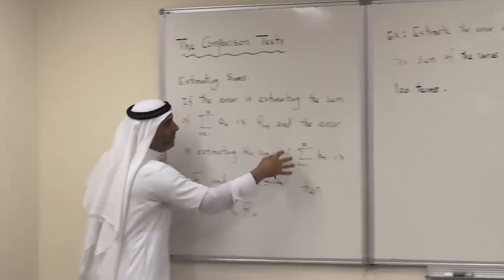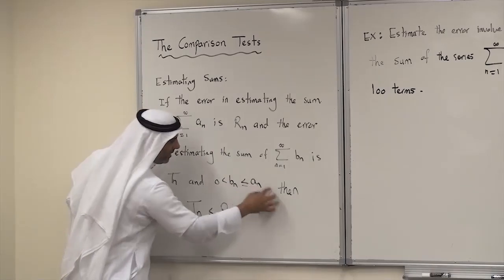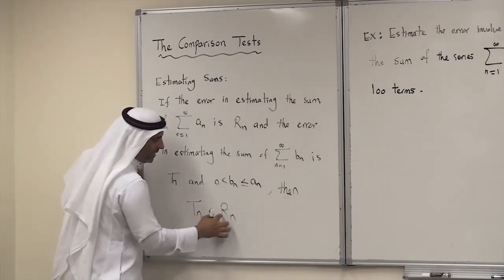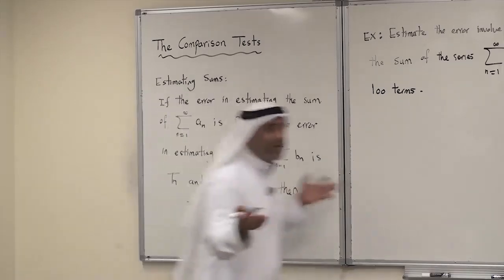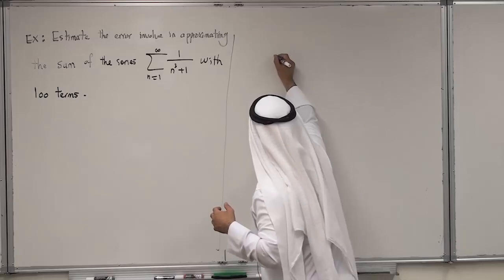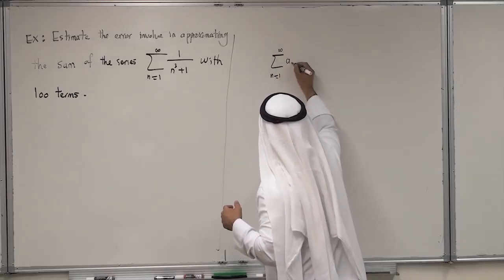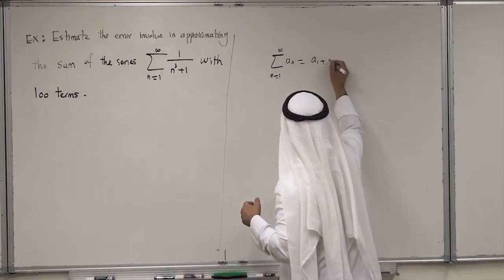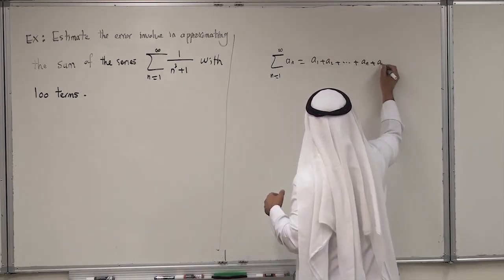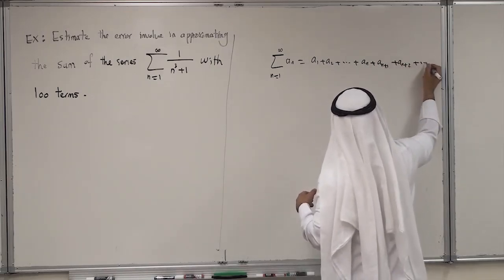and the error in estimating the sum of Bn is Tn, and we know that Bn is less than or equal to An, then the result says that the error involved for Bn is also less than the error involved for An. This is very clear if you look at the series we have. The summation of n equal to 1 up to infinity of an is equal to A1 plus A2 plus, an plus 1 plus an plus 2, etc.